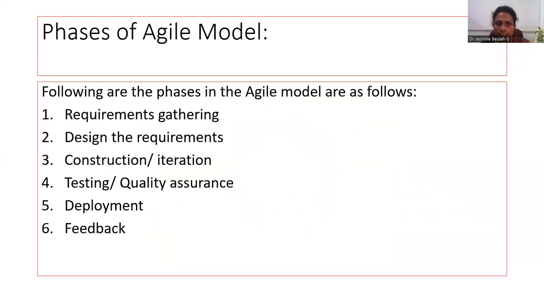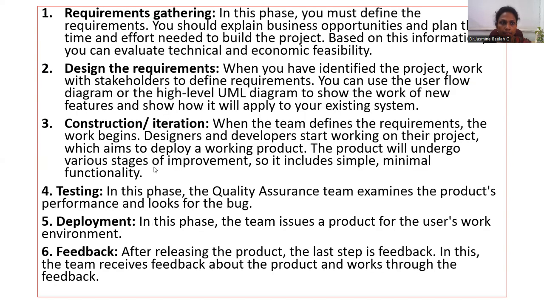The phases of the agile model are requirements gathering, then you design the requirements, construction and iteration, testing and quality assurance, deployment, and then you have the feedback. So these are all the phases of the agile model.